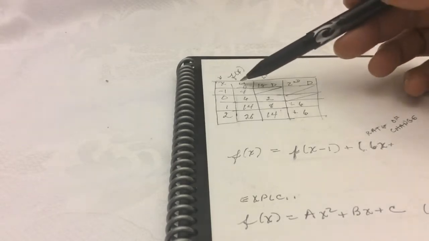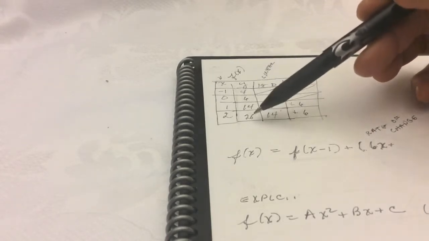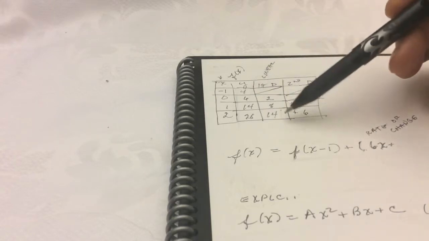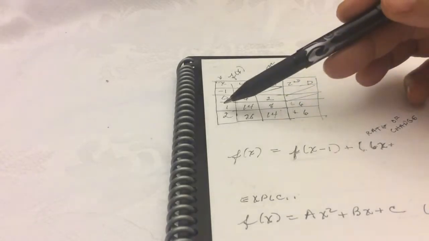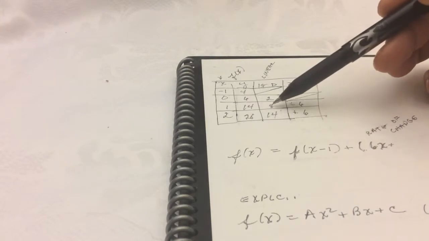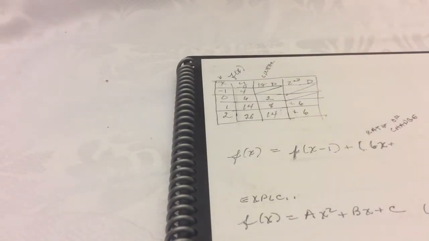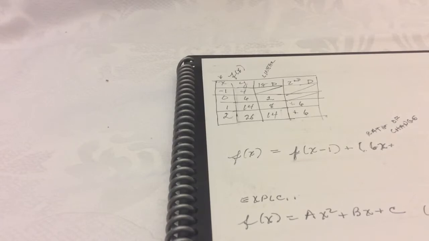So we're not going to use this column here because it's linear. We're going to use this column here. So we're going to multiply 6 times 1 and see what we can do to get the value 8. This is our constant. So 6 times 1 plus some number is 8. 6 times 1 is 6. So what can we add to 6 to get 8? And we see it's going to be 2. Now let's check it again with our value 2, our f at 2 value.